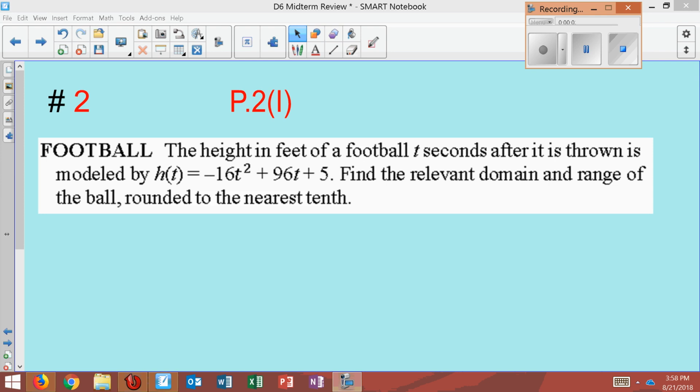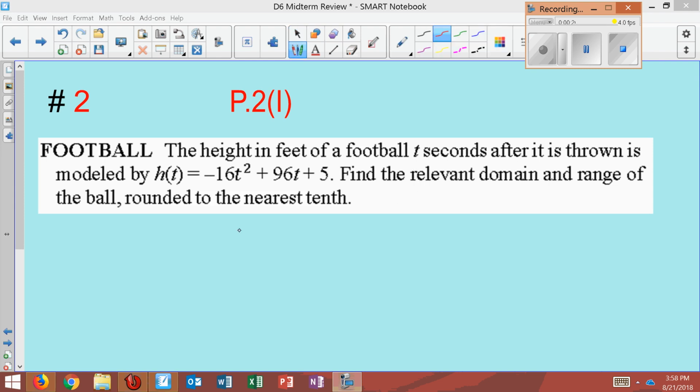Number 2, football. The height in feet of a football t seconds after it is thrown is modeled by the equation h of t equals negative 16t squared plus 96t plus 5. Find the relevant domain and range of the ball, rounded to the nearest tenth. Now that word relevant means kind of like real world.